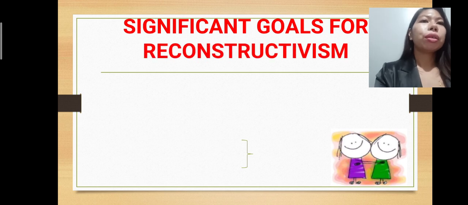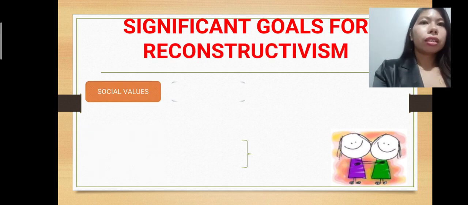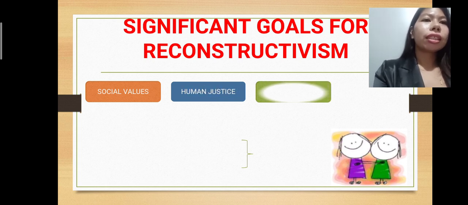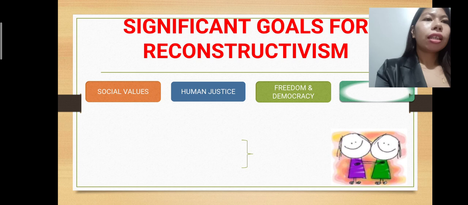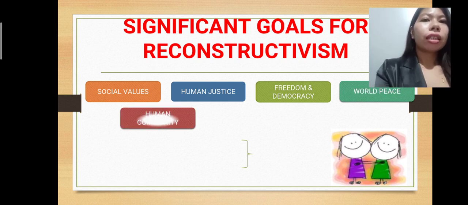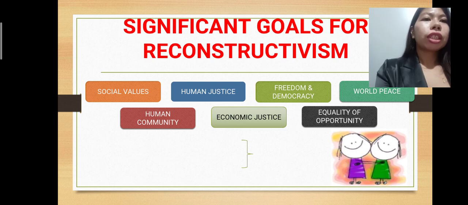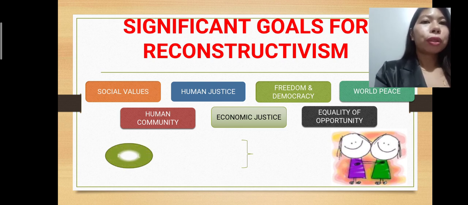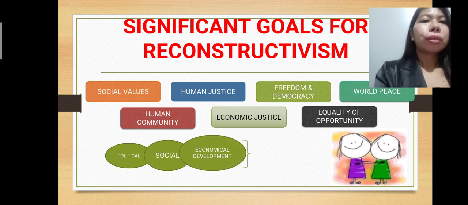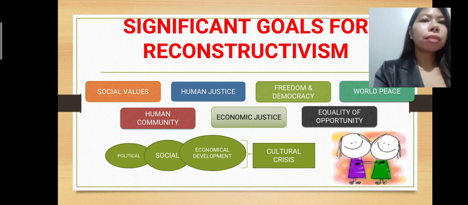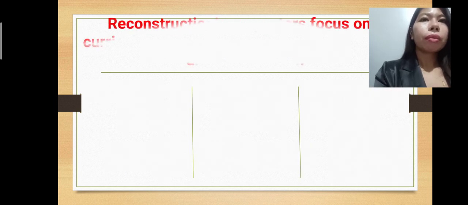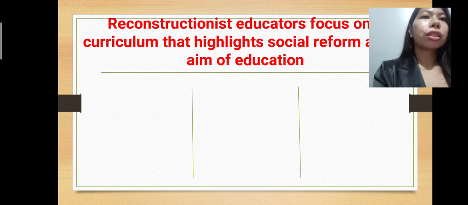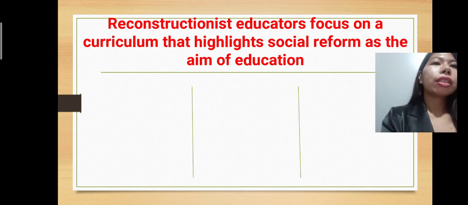The significant goals of reconstructivism are social values, human justice, freedom and democracy, world peace, human community, economic justice, and equality of opportunity. We have also here the cultural crisis. In the cultural crisis belong the political, social, and economic development. Reconstructionist educators focus on a curriculum that highlights social reform as the aim of education.